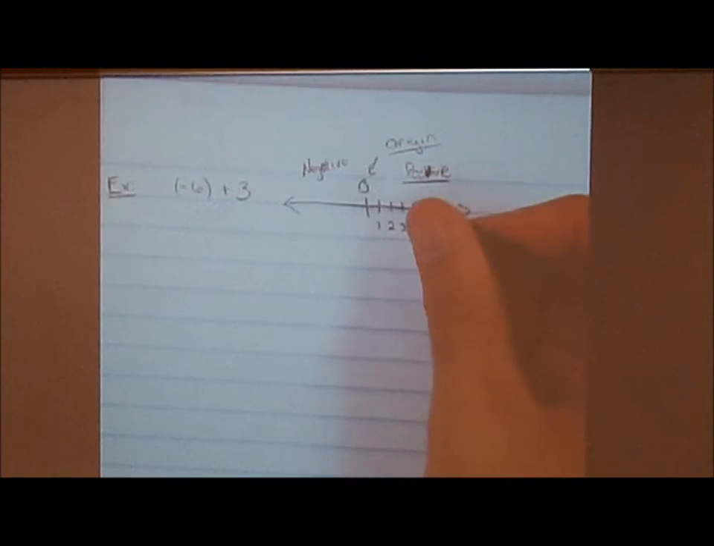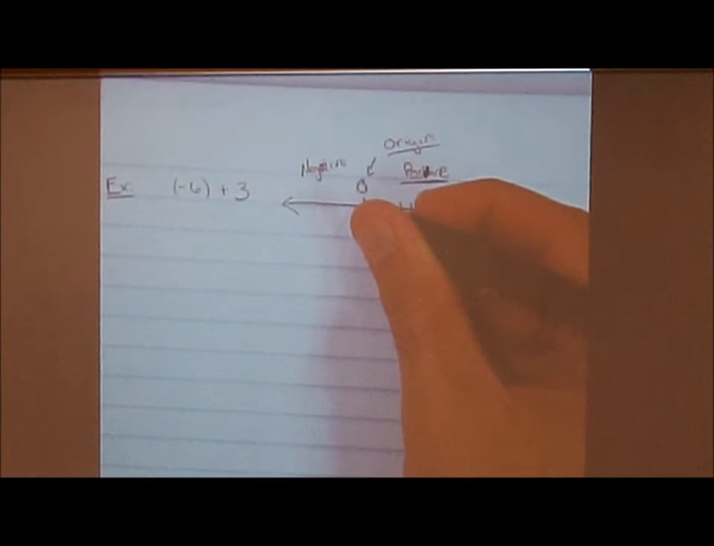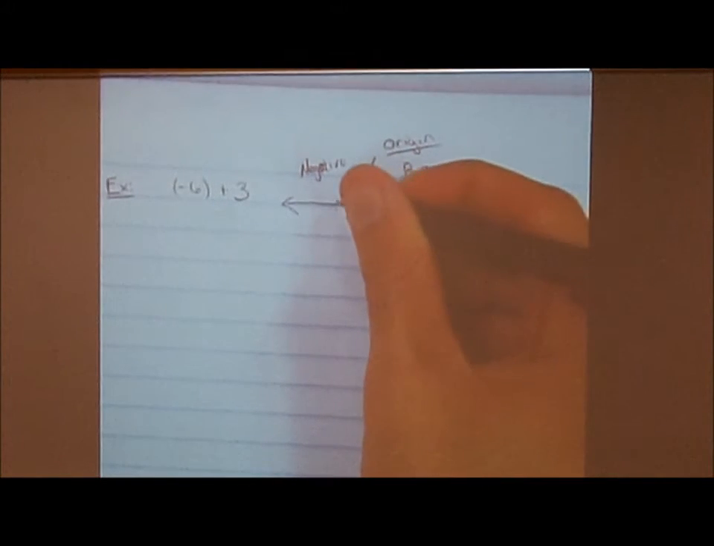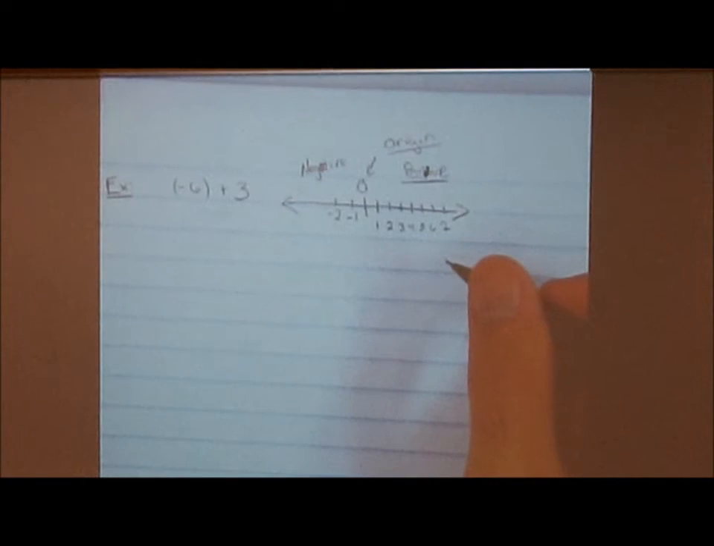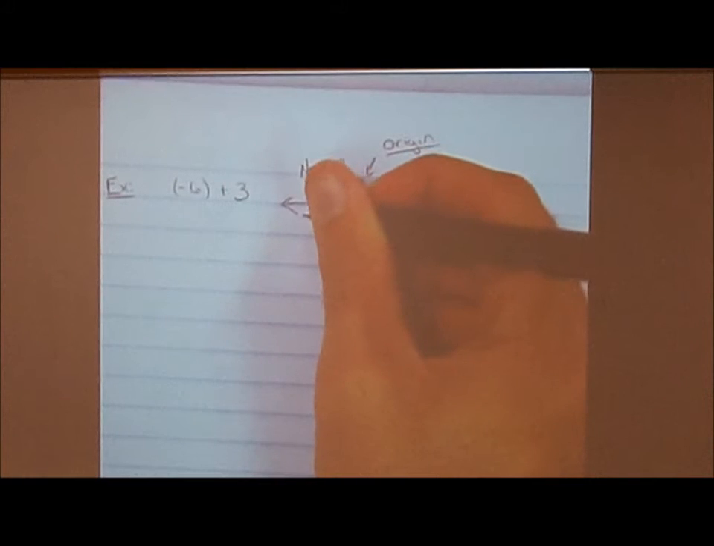Why does it go backwards? Because here's 0. If you add 1, there's 1. If you add 2, there's 2. If you add 3, there's 3. So it's 1, 2, 3, 4, 5, 6. Okay, I got that. What about this way? Shouldn't I be going the same way? If you subtract, then you get less than 0. Negative 1, negative 2.